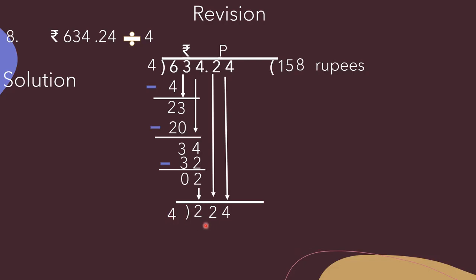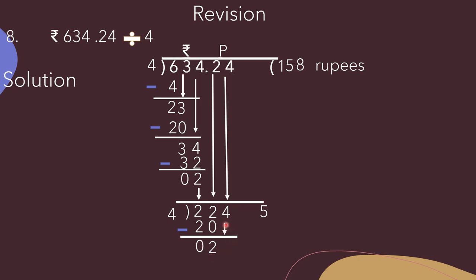So let's start from the left hand side. 2 is smaller than 4, so we will take these two numbers and the number is 22. Now we have to divide it by 4. So we will get 5 as quotient. Here we will write 20 below 22. Now we have to subtract. So 22 minus 20 is 2.